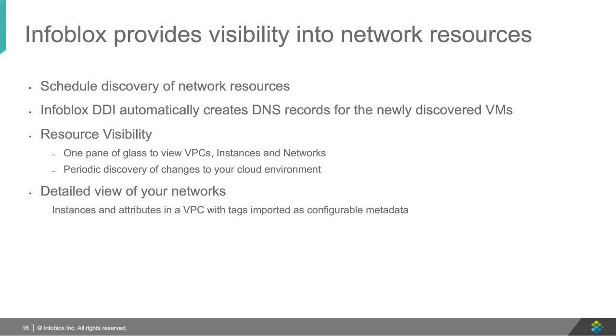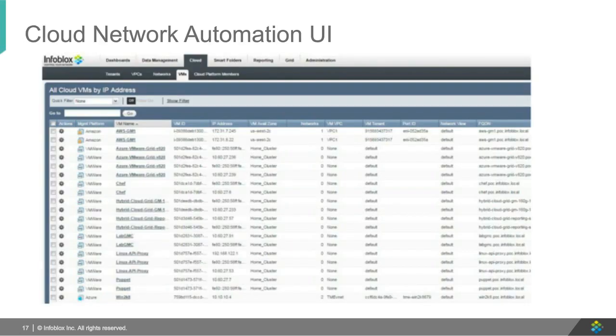As I said, you'll get resource visibility. You'll have a single pane of glass to view your VPCs, instances, and networks. And you can schedule the vDiscovery job periodically, so you don't have to schedule it manually. And finally, you'll get a detailed view of all your networks across the different deployment options that you have. And this is the UI that you'll get.